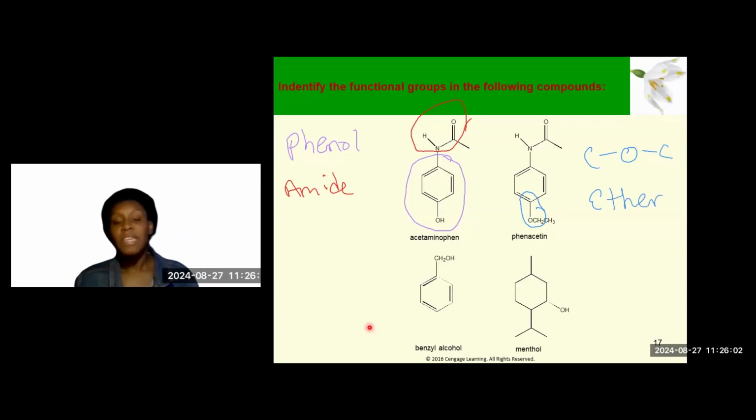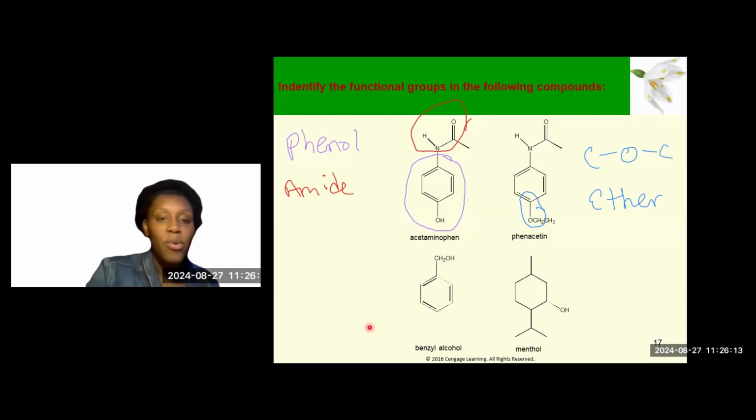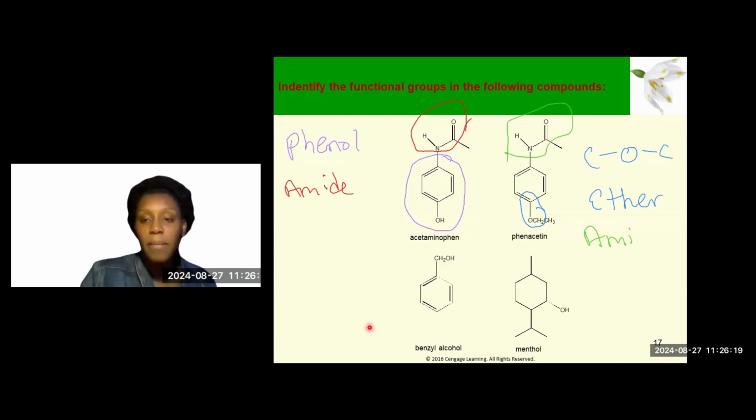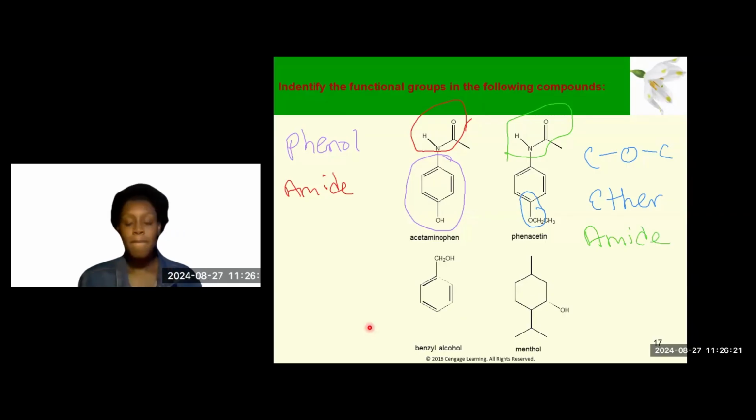Ether. Now there's another functional group inside of this compound. Can you tell me what that is? You should have been able to identify this right here, and that's going to be an amide. Very good.